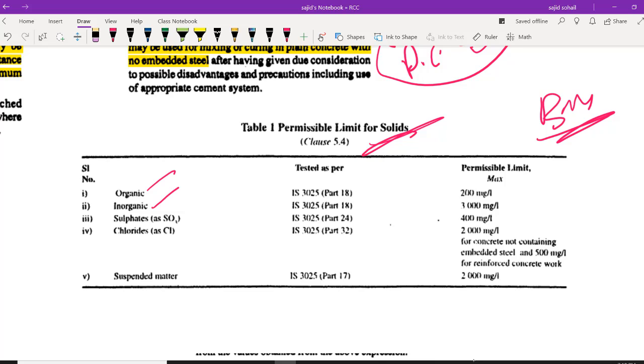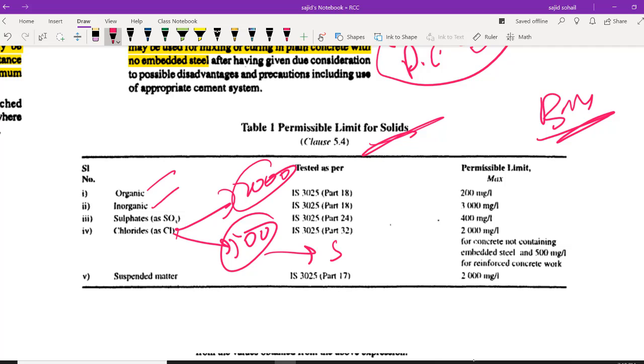And these chlorides, right, actually have two standards. One is 2000, which is for plain concrete, and the maximum it can have is only 500 in steel embedded concrete, that is your RCC work. In RCC, a maximum of 500 is permissible, 500 mg per liter is the only permissible limit.